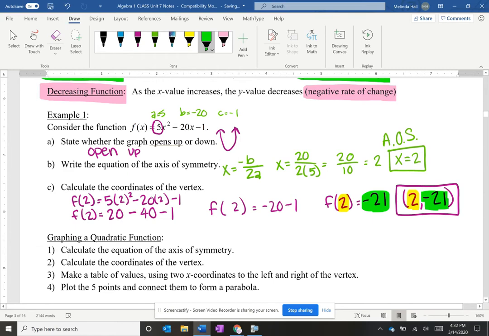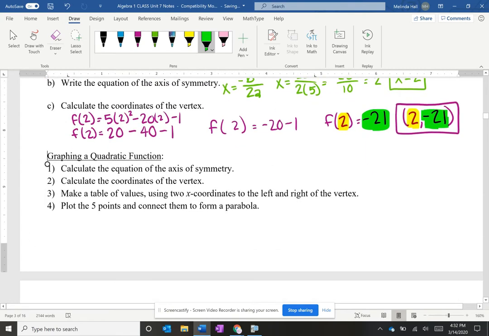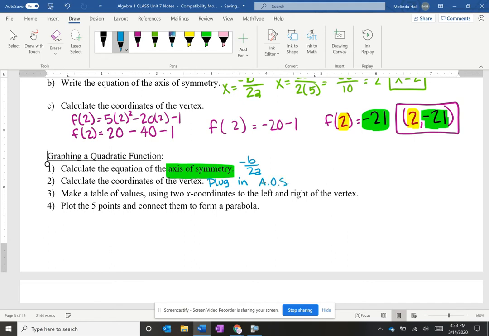So, moving on down, when we are graphing a quadratic function, we are going to start by calculating the axis of symmetry. So that is your negative b over 2a. Then you're going to plug in your axis of symmetry number. Then you're going to make a table of values using 2 x coordinates to the left and right of the vertex, and then plot those points to finish.